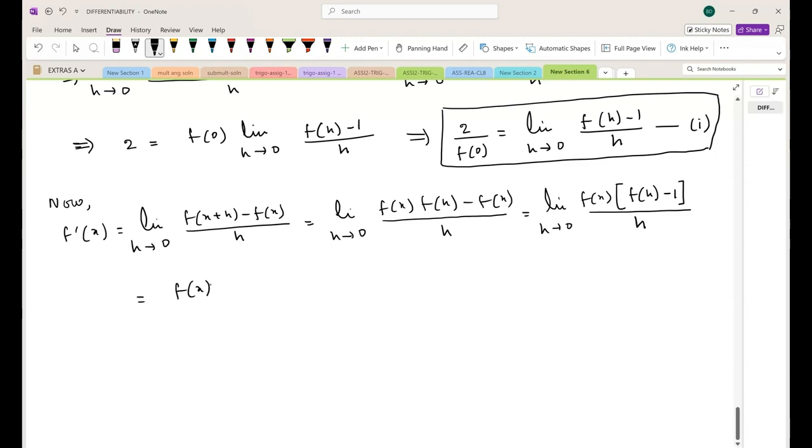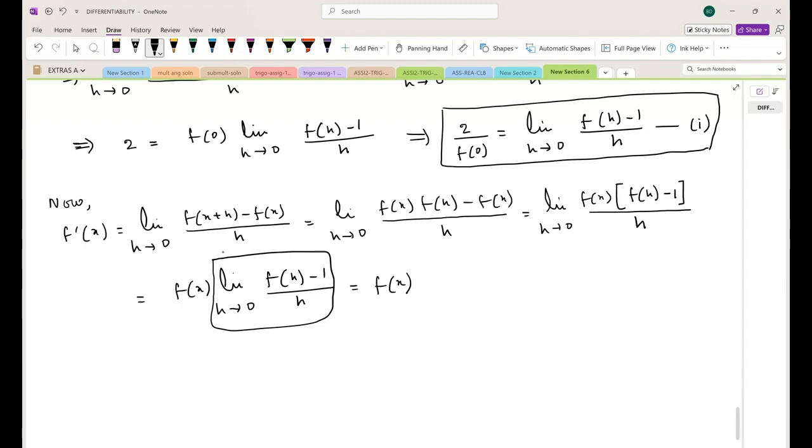Fx is a function of x, so h approaches 0 will have no effect on this, so it will be limit h tends to 0 fh minus 1 by h, so that is fx. Now this value, this portion we have already calculated earlier from 1, right? So that is 2 by f0, 2 by f0 from 1.